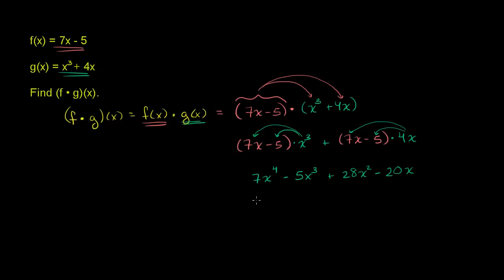20x. And let's see if we can simplify this. We only have one fourth degree term, one third degree term, one second degree term, and one first degree term. So actually you can't simplify this anymore, and we're done. This is the product of those two function definitions. This is f times g of x. It is a new function created by multiplying the other two functions.